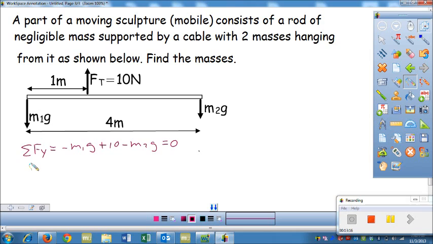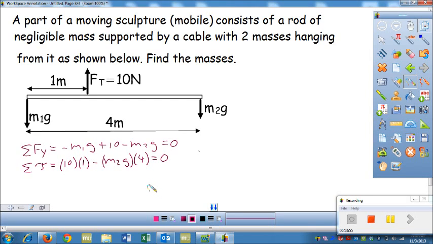What we want to do now, let's look at the torques. I think that's what's really going to help us out in this problem. I'm thinking I'm just going to measure from the left side. It doesn't really matter that much, but I've got the distances all set up, so I'm going to go ahead and do that. We can do 10 newtons times 1 meter. Okay, that's positive because it's counterclockwise. Minus M2G times 4 meters has to equal 0.